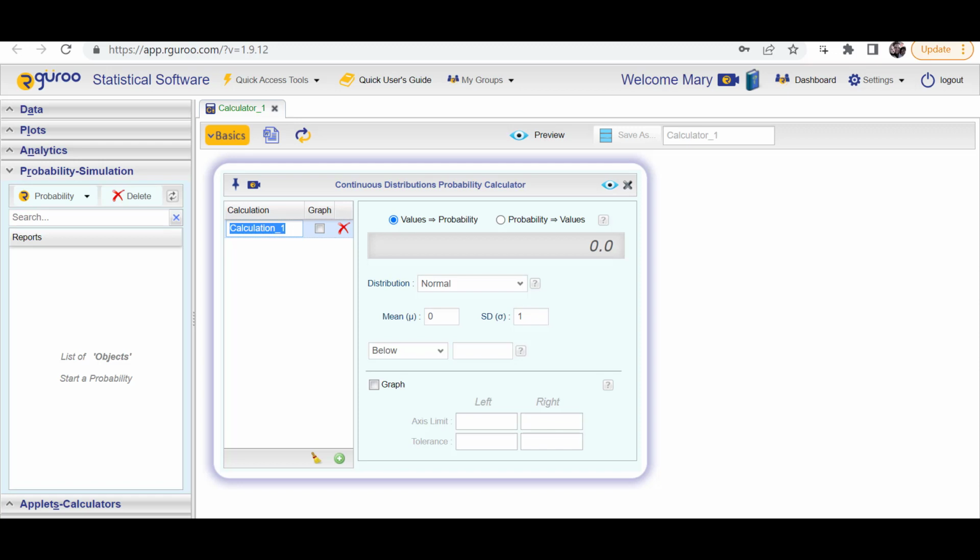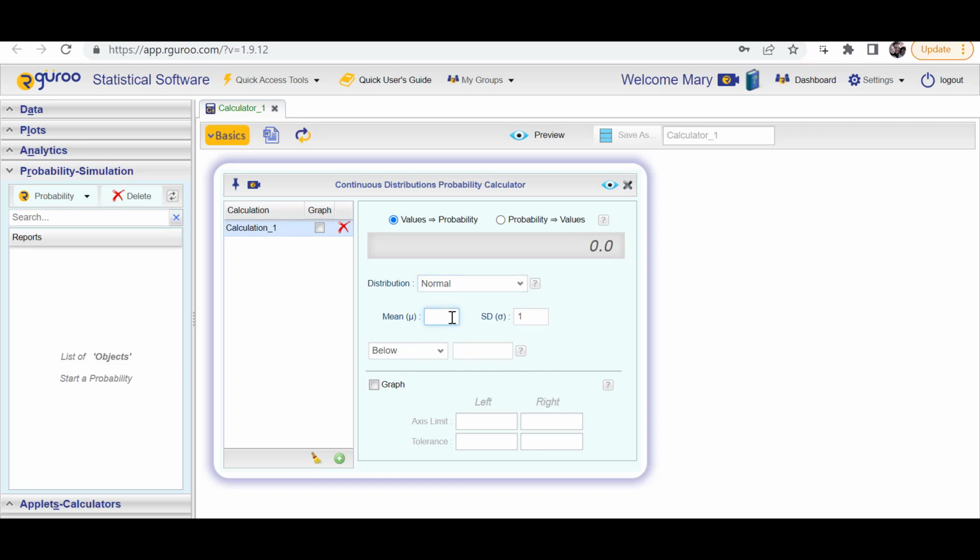They gave us values and they're asking for the probability. Another thing they could ask you for is a proportion. If they give you values and they're asking for a proportion, because you'll remember the area represents both probability and proportion, right? Okay, so distribution should be normal. There are other options, but we're going to keep it normal.